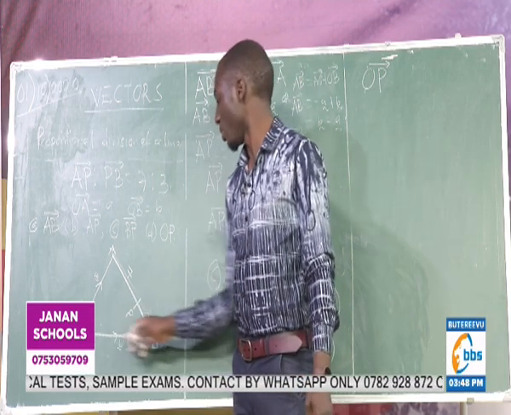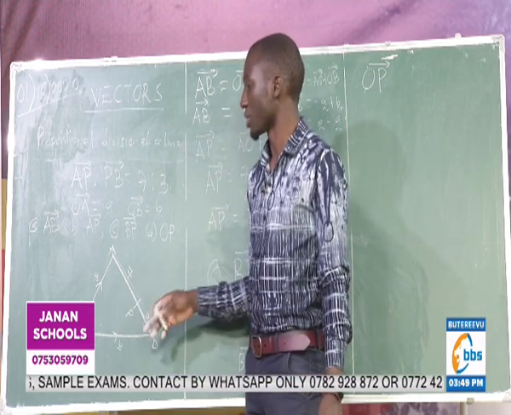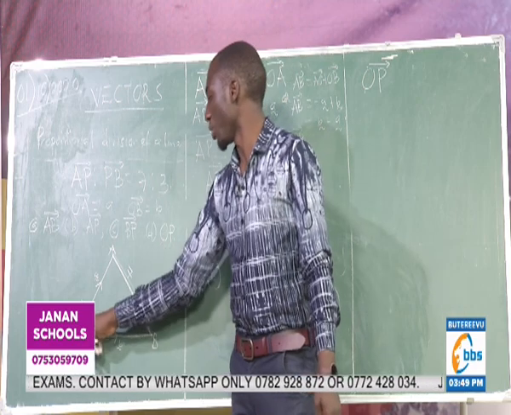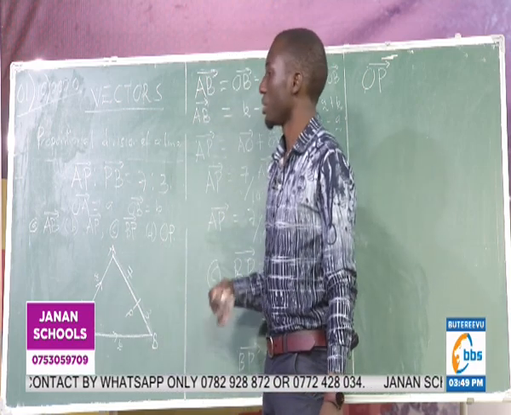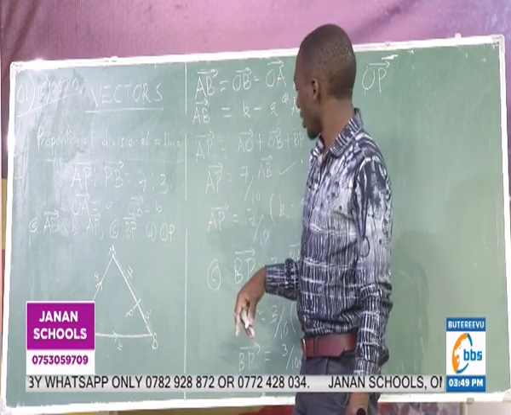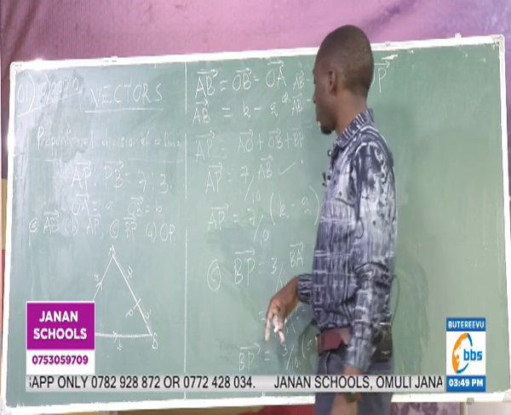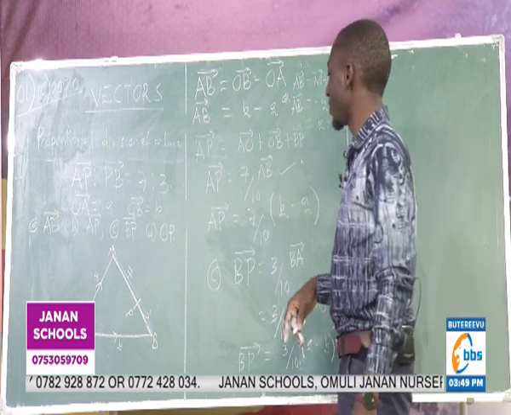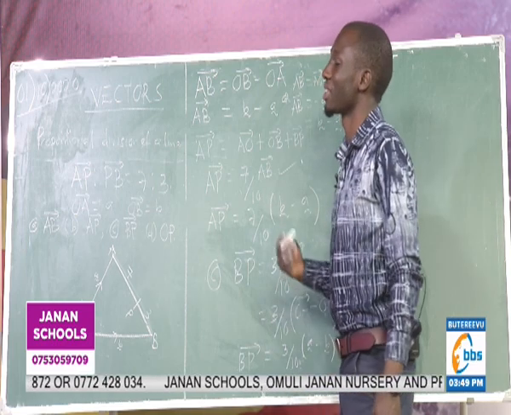OP is OB plus BP. That's how it will come out. OP still is OA plus AP, and the answer still will come out. But again, we can do it in very many ways. It's about understanding the vectors.